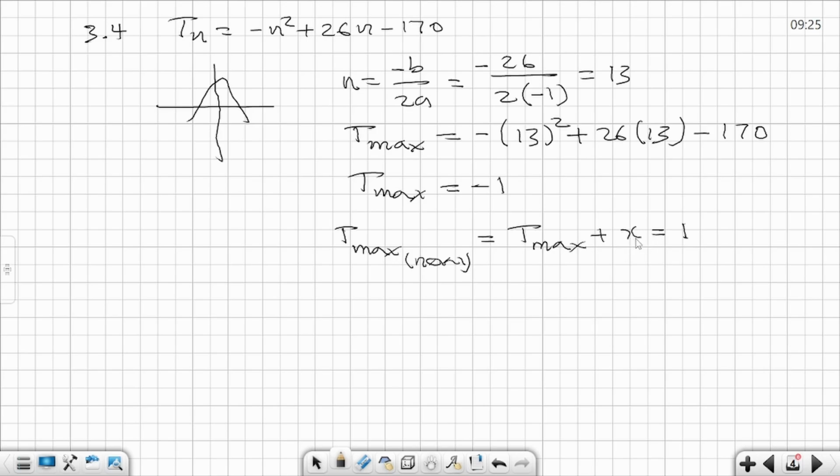So you need to find X. So T maximum, the old one, is negative 1 plus X is equal to 1. Now solve for X. X is equal to 1 plus 1 when the negative 1 moves from left to the right. So X is equal to 2. Now you can see you will need to add 2 to each term of the quadratic pattern so that the new maximum value is equal to 1. Okay, we are done with question 3 from November 2021.